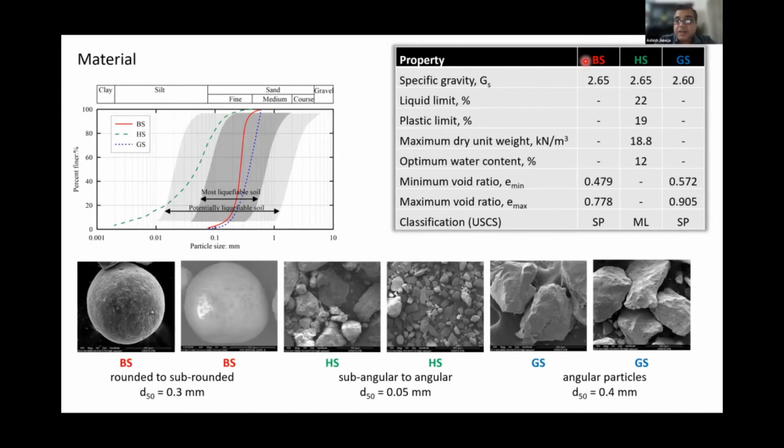So we have three kinds of soil samples which we used. Two are the sands, that's the first and the last column. What you see is the first sand is more like rounded particles, and the last one is more like angular particles. We also used silt size particles, which are more like subangular to angular. And all these soils were shown to lie within the potentially liquefiable deposits.